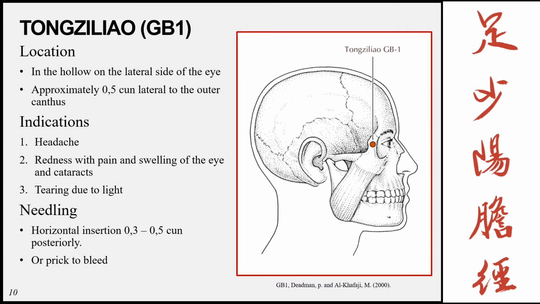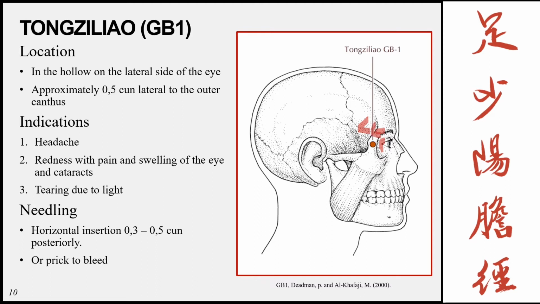The first point is Tongzi Liao, GB1. This point is located in the hollow on the lateral side of the eye. So here's the eye, and we've got to go lateral to this. We're looking for a hollow, and this hollow is approximately half a tsun lateral to the outer canthus. So here's the outer canthus of the eye, and we've got to go half a tsun lateral to that.